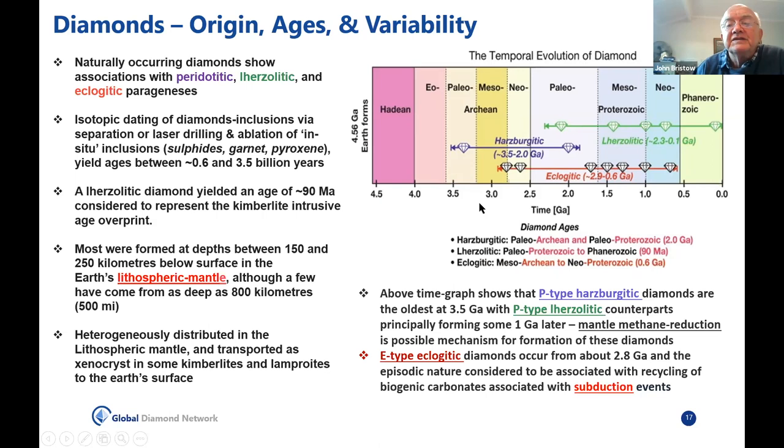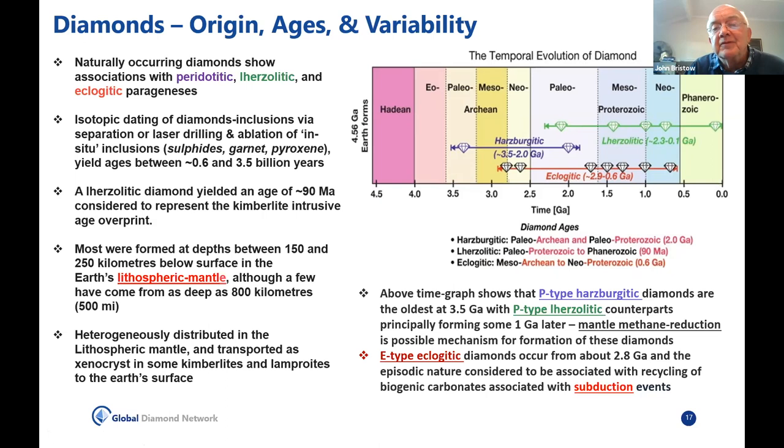We've also been able to date diamonds. De Beers and other companies have over the years contributed diamonds, mostly with inclusions. We date the inclusions encapsulated in the diamonds. And we've managed to establish that harzburgitic diamonds, or diamonds that come out of what we call harzburgitic peridotites, are extremely old, some of them almost as old as the Earth itself. The Earth is about 4.5 billion years old, and we found diamonds from about 3.5 to 2 billion, which we ascribe to being harzburgitic-type paragenesis.